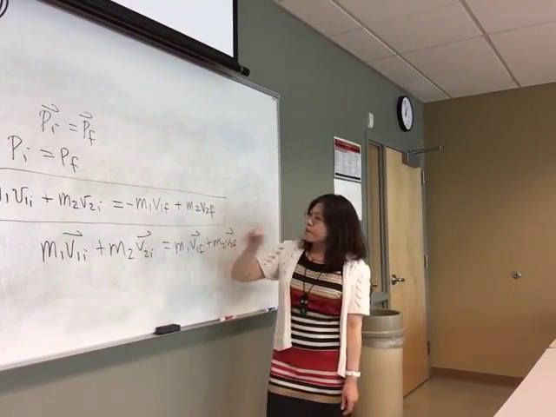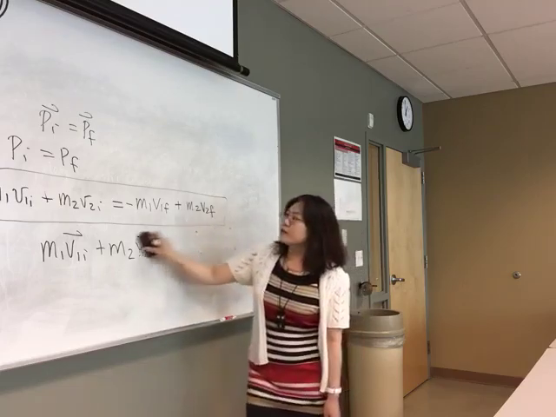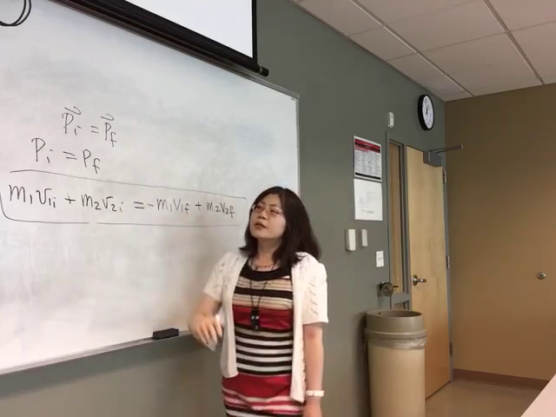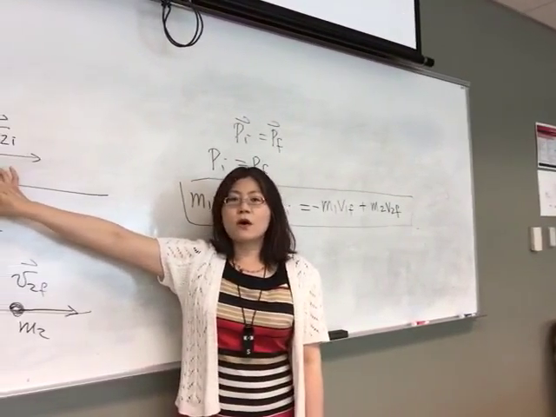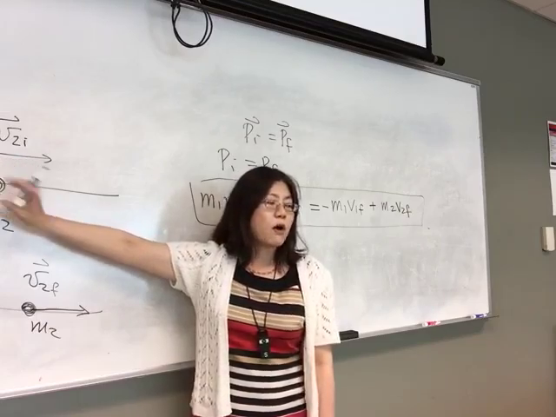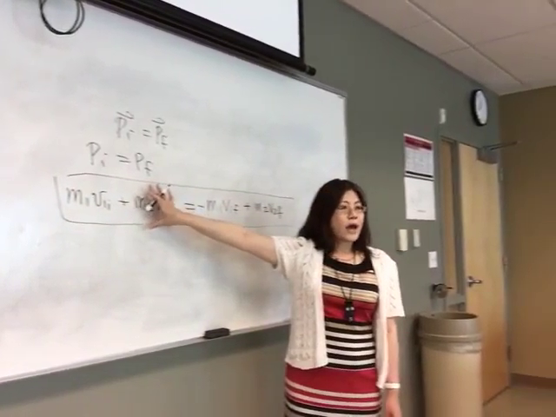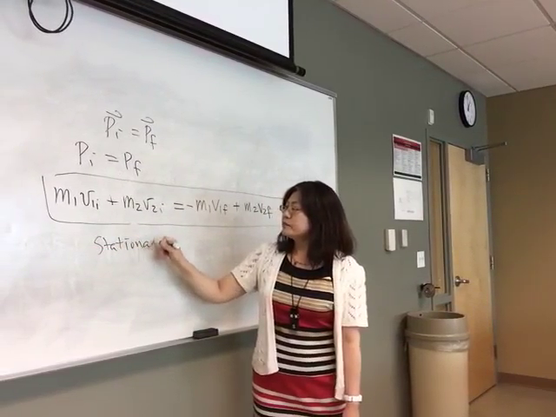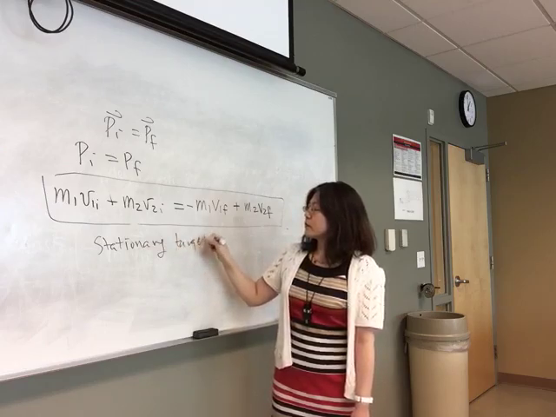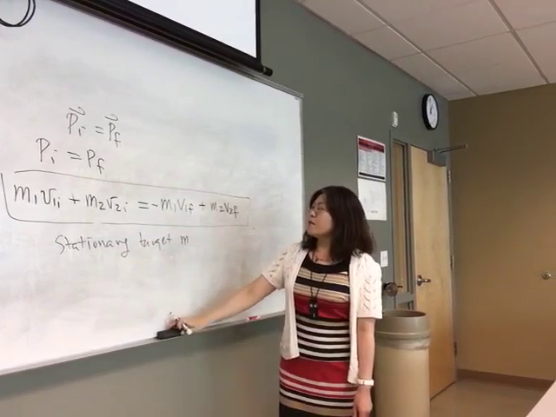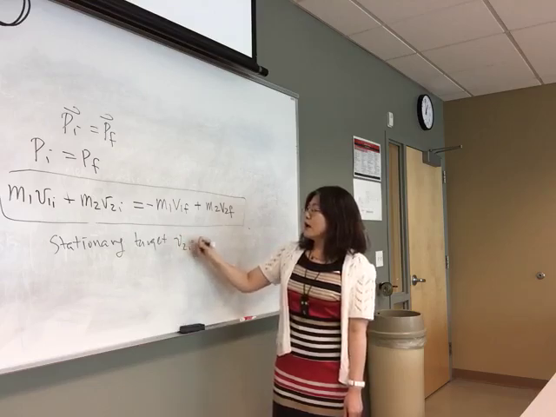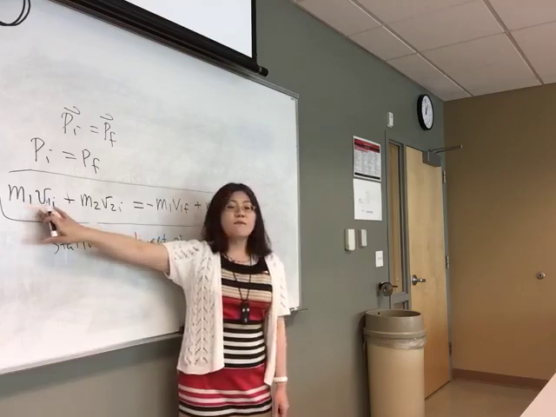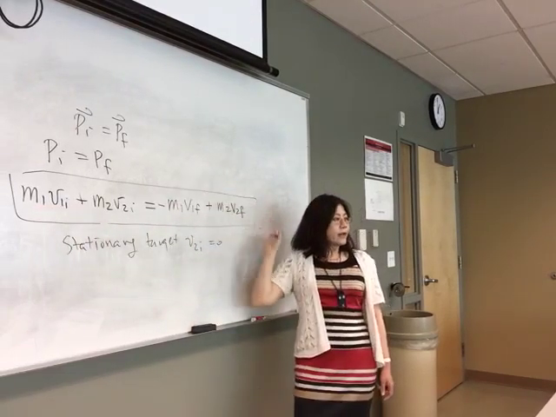In the book, he also utilized this, but then he would say, okay, what if this is 0? If you have a stationary target, which means that this goes away. Let's say your V2I is 0, and then the only term in the beginning will just be N1 V1I, and the rest stays the same. Okay?